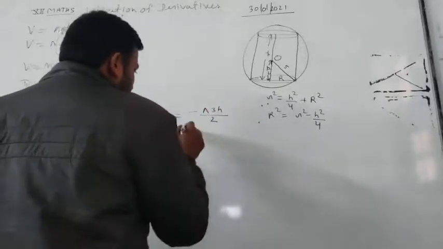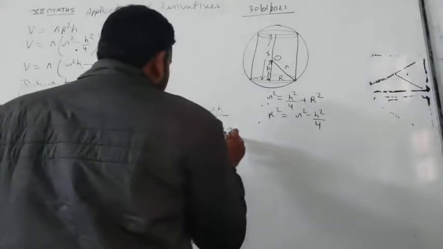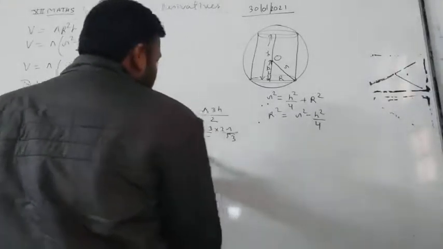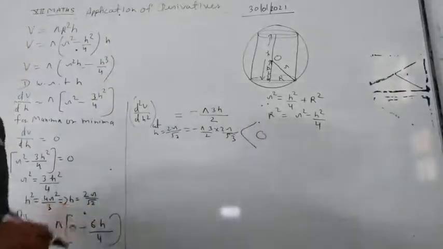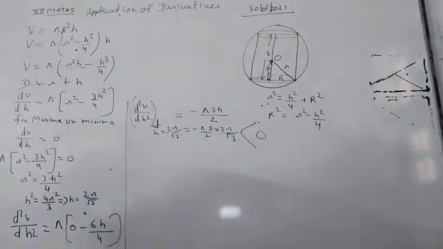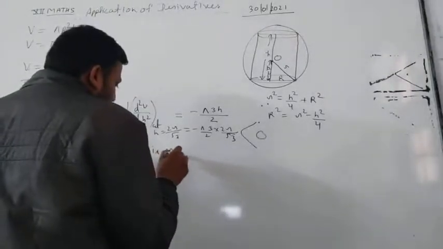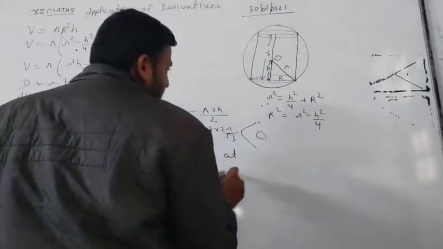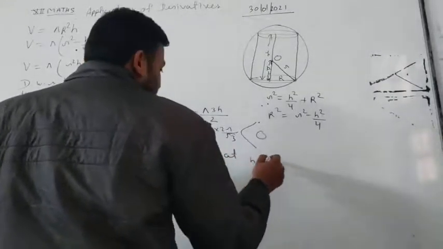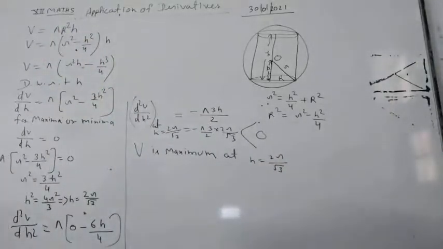Okay, so when we put h equal to 2r by root 3 into minus pi times 3 by 2 times h, we see that this whole quantity is less than 0 because the negative sign is here. So you can say that our V is maximum at h equal to 2r by root 3. Okay students, so V is maximum.